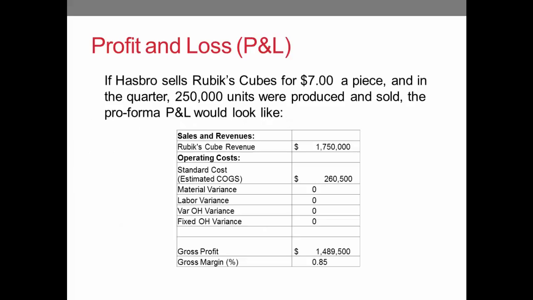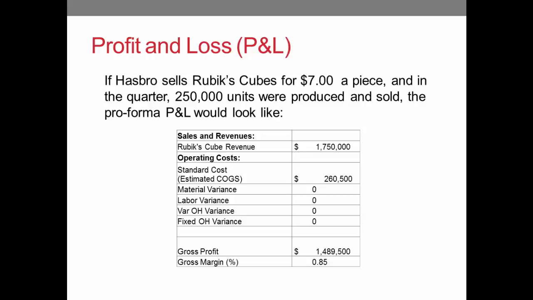You can take a look at the profit and loss statement here. Hypothetically, if Hasbro sells Rubik's Cubes for $7 a piece, and in the first quarter 250,000 units were produced and sold, then the pro forma P&L would look like what's below. Pro forma means essentially at the beginning of the quarter. So before we really know what we've sold, we're projecting that this is what our P&L is going to look like. So we have our Rubik's Cube revenue of $1.75 million.